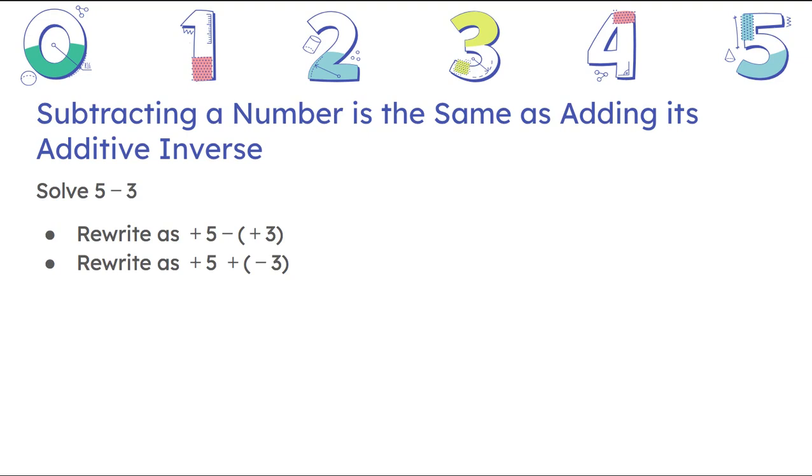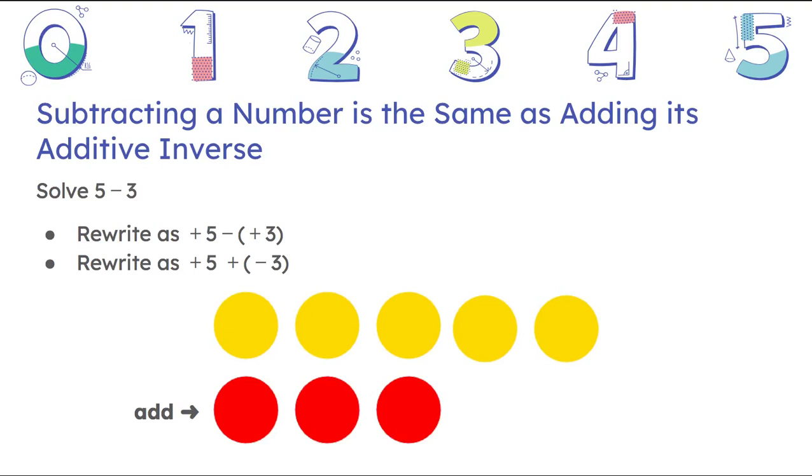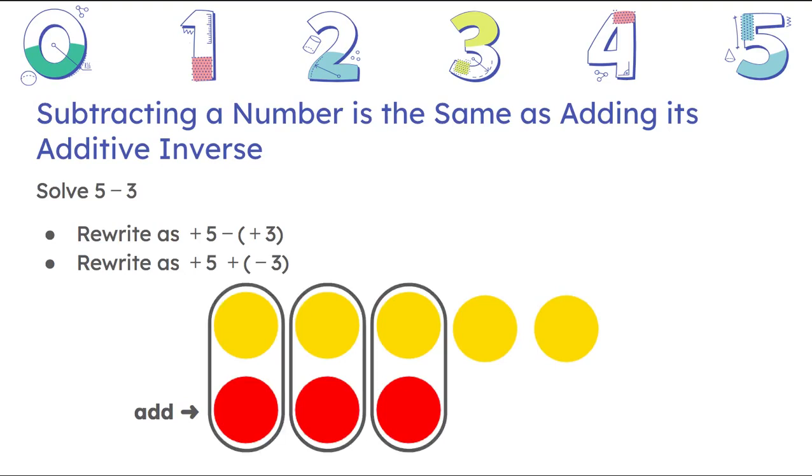Now, let's use counters to model this new expression. We'll start by adding 5 yellow counters to show positive 5. Now let's add 3 red counters to show us adding negative 3. Next, we find any 0 pairs. Here we have 3, and we are left with 2 yellow counters, which is the same as positive 2, and that should come as no surprise to anyone, since I hope we all knew from the very beginning that 5 minus 3 would give us 2.